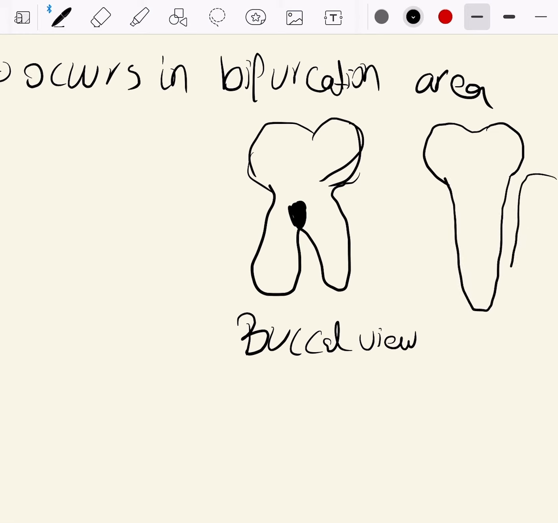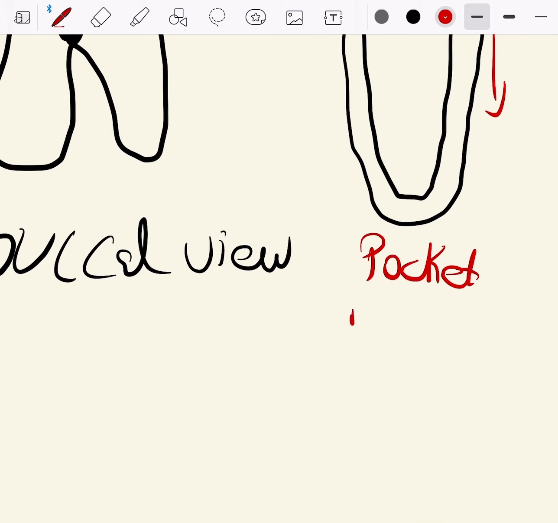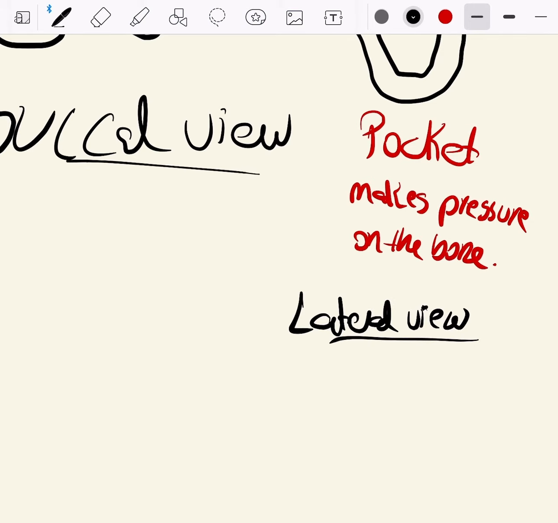This is the bone here, the periodontal ligament. You can see this one here. So you can see from the side a pocket. And this pocket can make pressure on the bone. This is the lateral view, just so you don't confuse between these two sides. Okay.